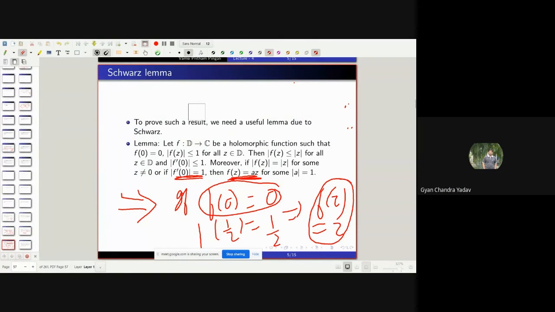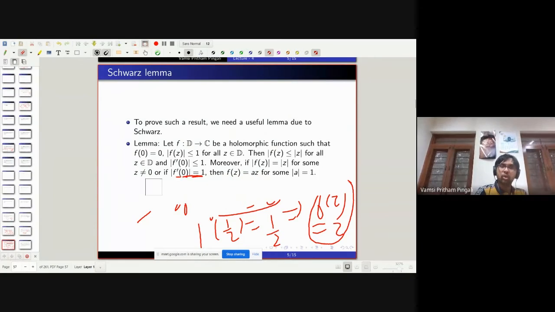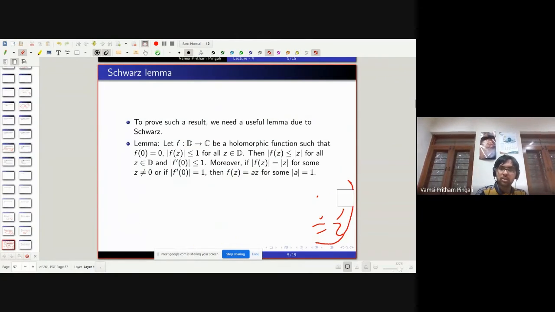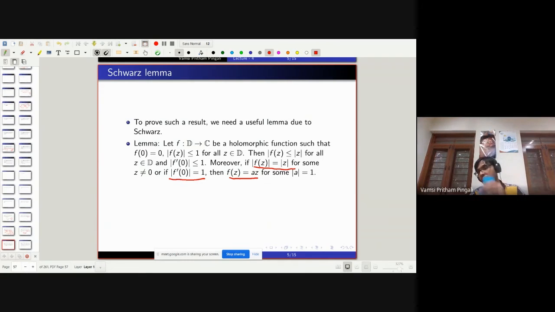So how are we fixing 3 points here? You are not. What I'm trying to say is the following. What is this saying? If mod f of z equals mod z, or if mod f prime 0 equals 1, then f of z is a rotation, right? So what I am trying to say is that if you have a map from the unit disk to itself that takes f of 0 to 0.